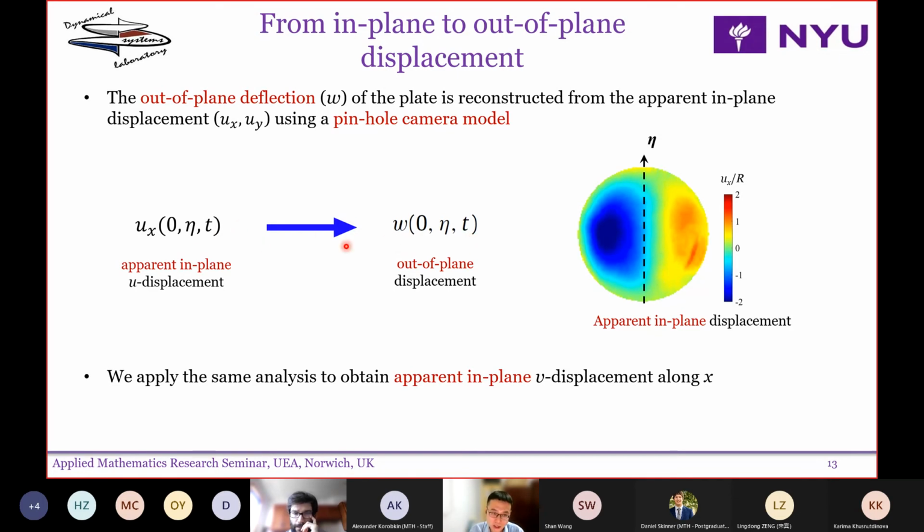Their relationship can be very simple. It's a linear relationship if we assume a pinhole camera model. And if you're interested, I can show you more details later. I just want to point out that from the DIC measurement, we can convert our measurement into the out-of-plane displacement, which seems more interesting to us.